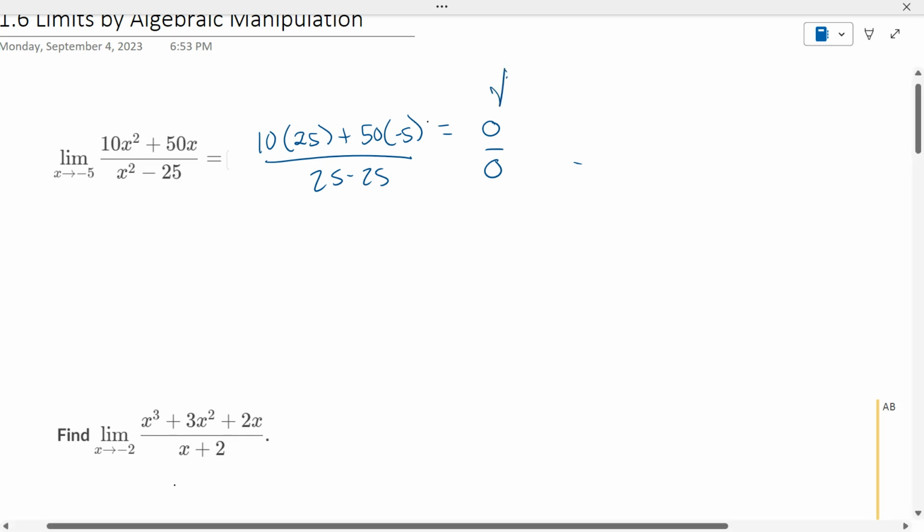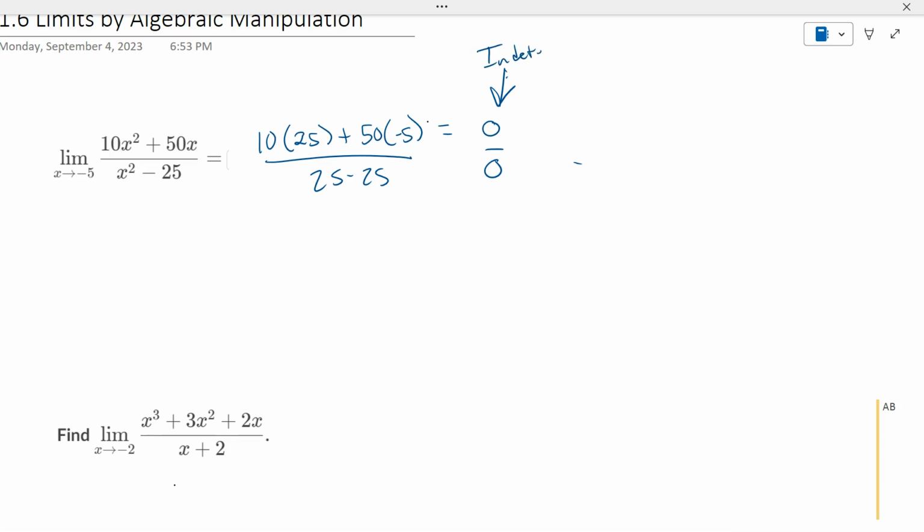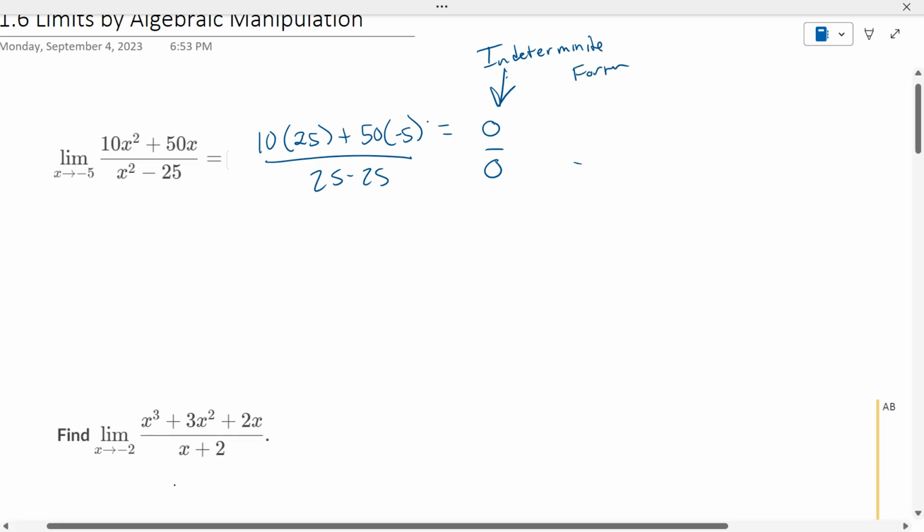But here, when we have 0 over 0, we have to find a way to reduce this. It has a special name. It's indeterminate form. That's what it is. This is indeterminate form when you have 0 over 0, which means you can do something to this.